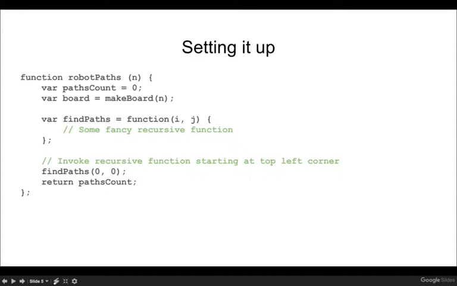So first, let's set this thing up. We want the function to be called robotPaths, of course. We want to declare a variable called pathsCount, and we want to make a board with the board constructor and the helper function. That's cool. And then we're also going to make a findPaths function. For now, let's just assume we're going to be doing some fancy stuff in it because it's going to be a recursive function. We definitely need recursion for this kind of problem. So let's deal with that later. Within our robotPaths function, we're going to want to invoke that recursive function starting at the top left corner, and then return the total pathsCount, which will be some number, hopefully other than 0.